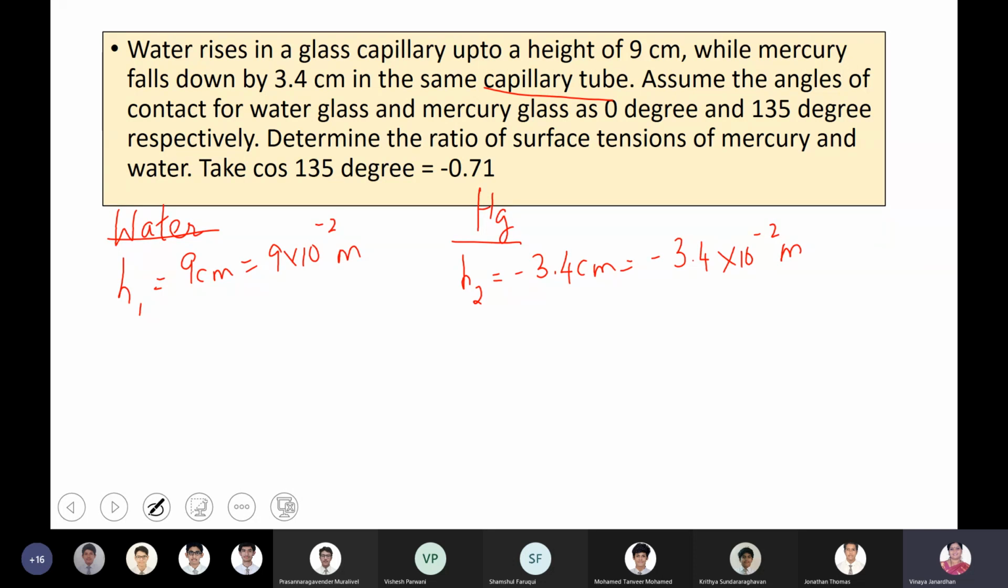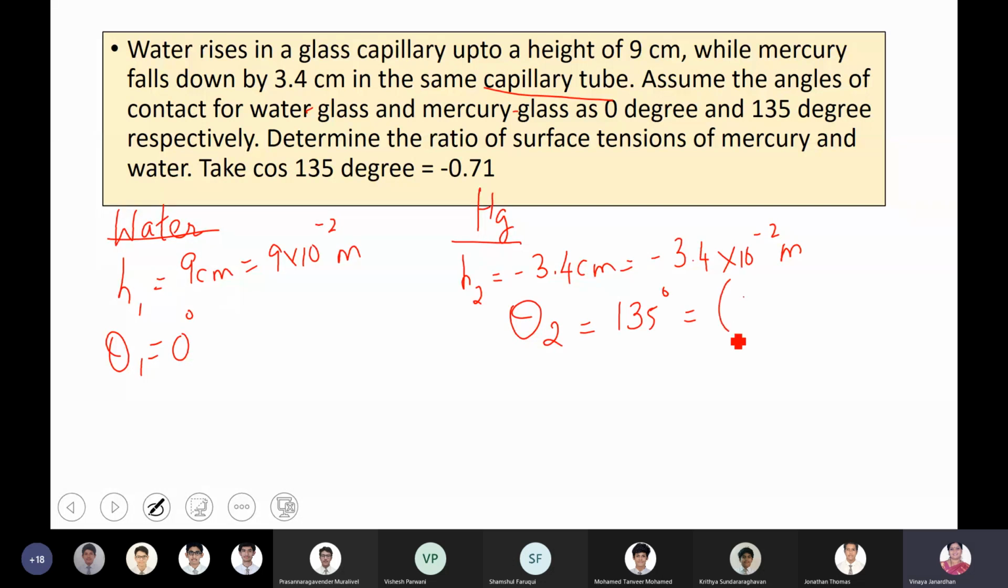Assume the angles of contact for water and glass, sorry, for water-glass and mercury-glass, is 0 degrees and 135 degrees respectively. So here theta 1 is 0 degrees. Here theta 2 is 135 degrees. So that becomes, okay, fine.